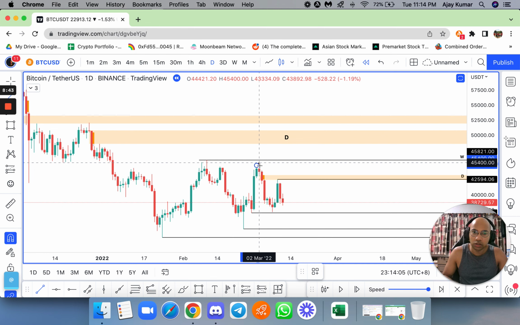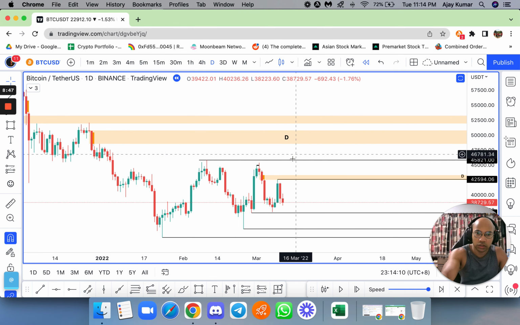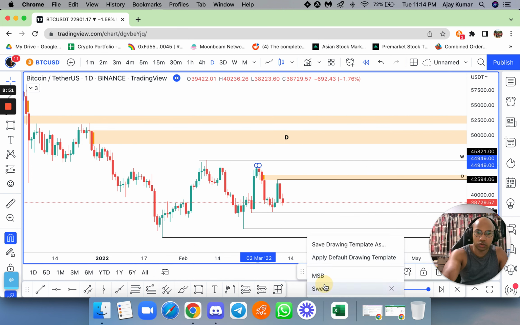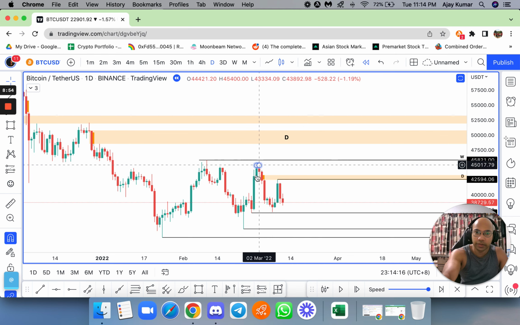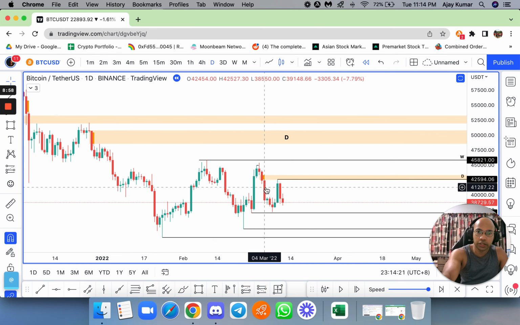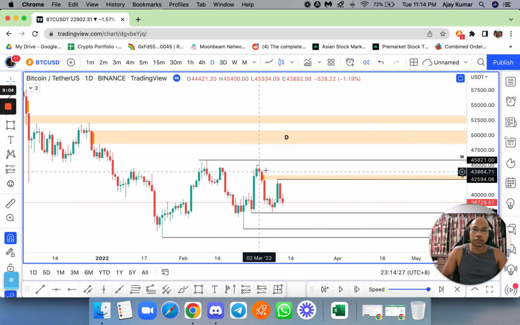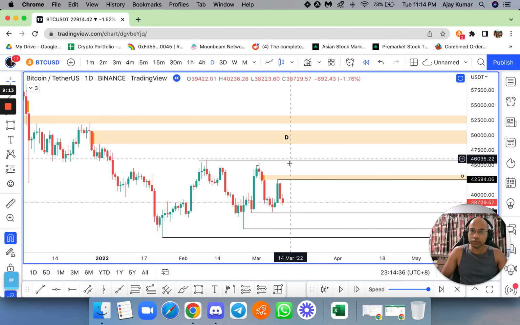Okay, let's just mark it out. All right, this is okay. This is a sweep. Okay, you see after this sweep there was an immediate drop. So even though here you don't see a market structure break, I'm pretty sure that if you go into the 15-minute chart or the 5-minute chart, you will see a market structure break happening.